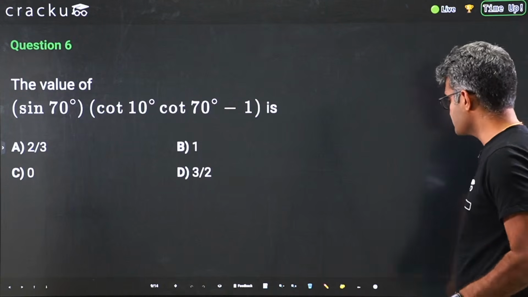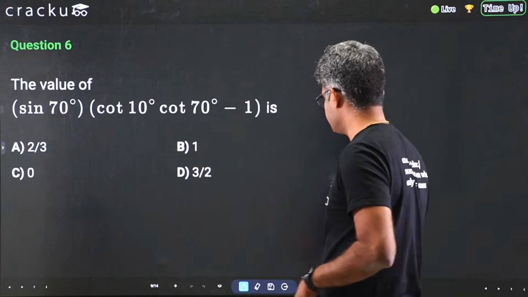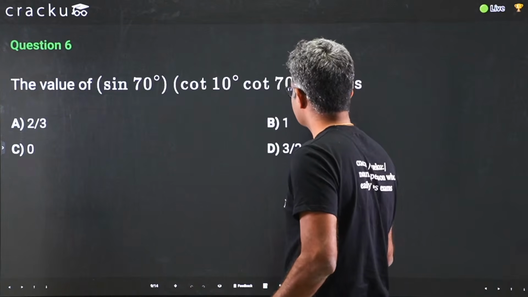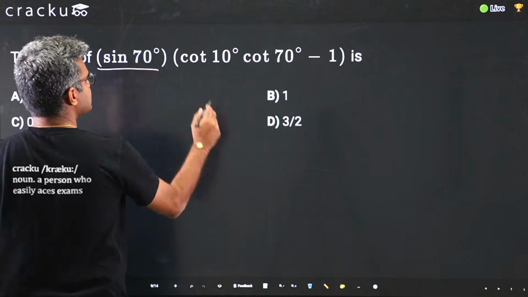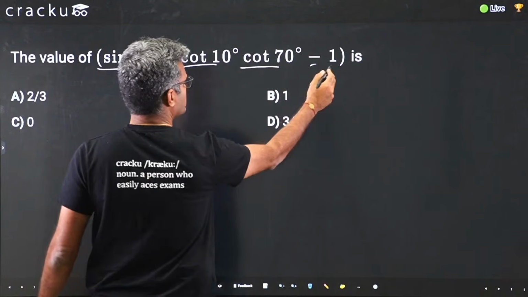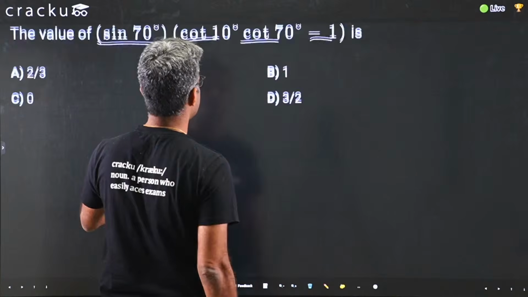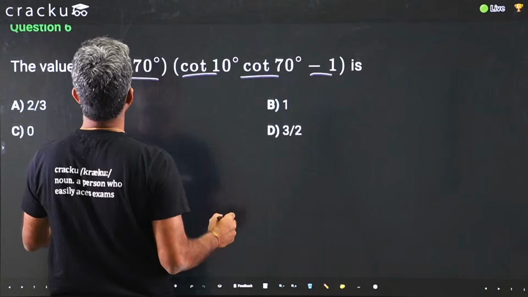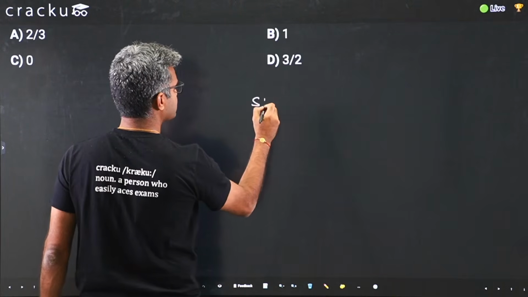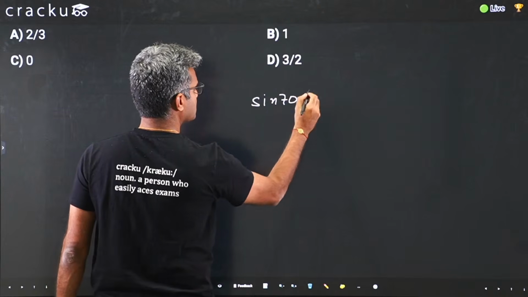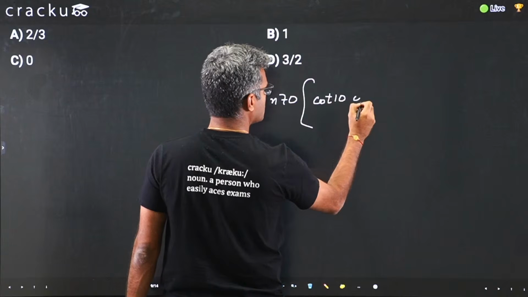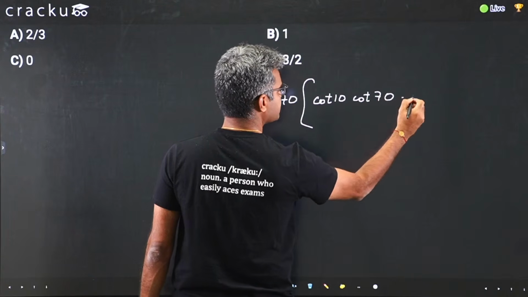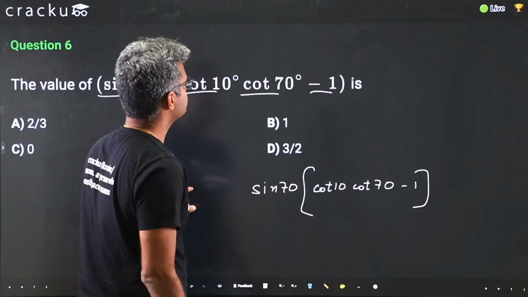Okay, let us try to solve this question. In this question, we are required to calculate the value of sine 70 degrees times (cot 10 degrees cot 70 degrees minus 1). What is given to us? We are given sine 70 into cot 10 into cot 70 minus 1. This is what is given to us.